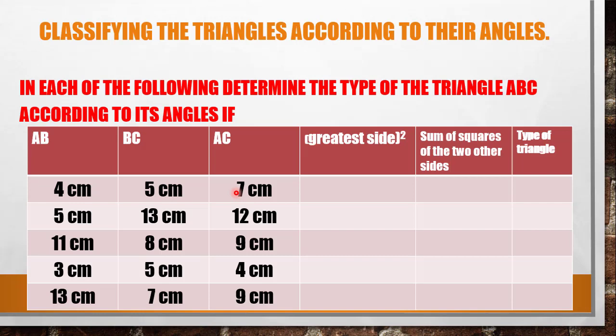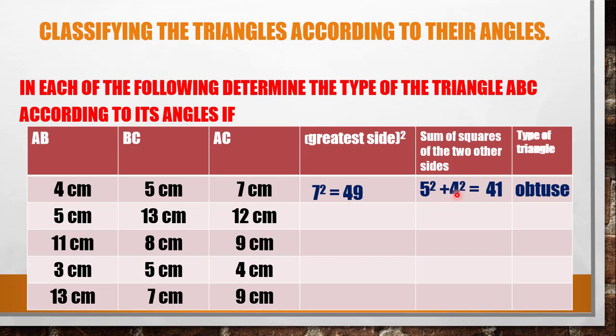Okay, let's begin. The first step is to get the greatest side power 2. What is the greatest side here? 7. So I'll get 7 power 2, which is 49. Then I'll get the summation of the squares of the other two sides. It means 5 power 2 plus 4 power 2. 5 power 2 equals 25 plus 4 power 2 equals 16. Then I have 41. The result is 41. Okay, let's compare now. Here, the greatest side power 2 is greater than the summation of the squares of these two sides. Then this is an obtuse angle triangle.